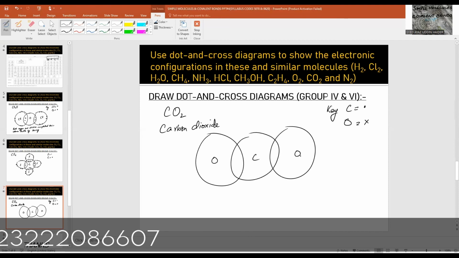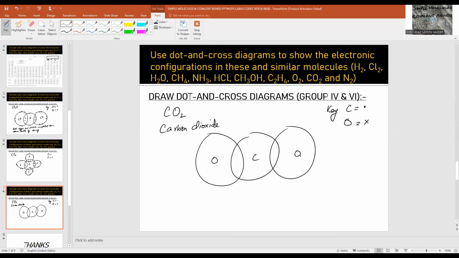First of all, show valence electrons of carbon. There will be 2 oxygen atoms. Carbon atom will offer 2 electrons to each oxygen atom. 1, 2, 3, 4. Now let's place valence electrons of oxygen. It's in group 6, which means it has 6 valence electrons. 1, 2, 3, 4, 5, 6. Let's do this for this one.